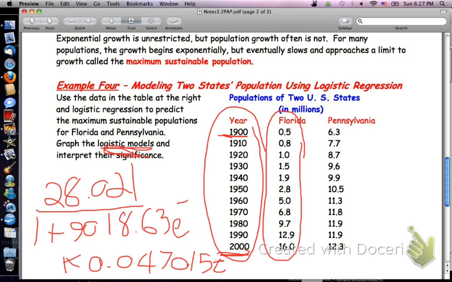And what would the maximum sustainable population of Florida be? In this case, it would be the 28.021. So 28 million would be our maximum population of Florida.